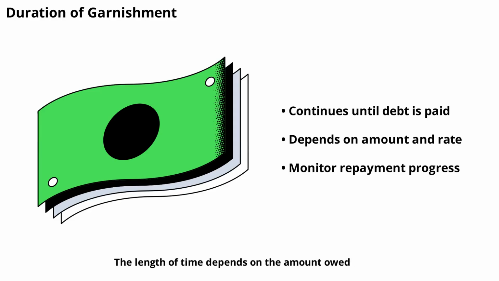The length of time depends on the amount owed, the percentage being garnished, and any interest or fees added to the debt. If you set up a payment plan or successfully dispute the debt, garnishment may end sooner. It's important to monitor your paychecks and account statements to track the progress of repayment.